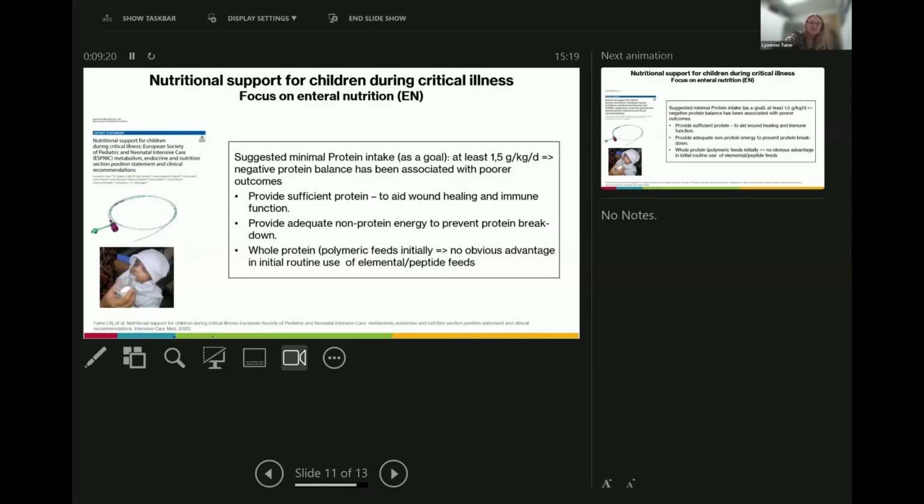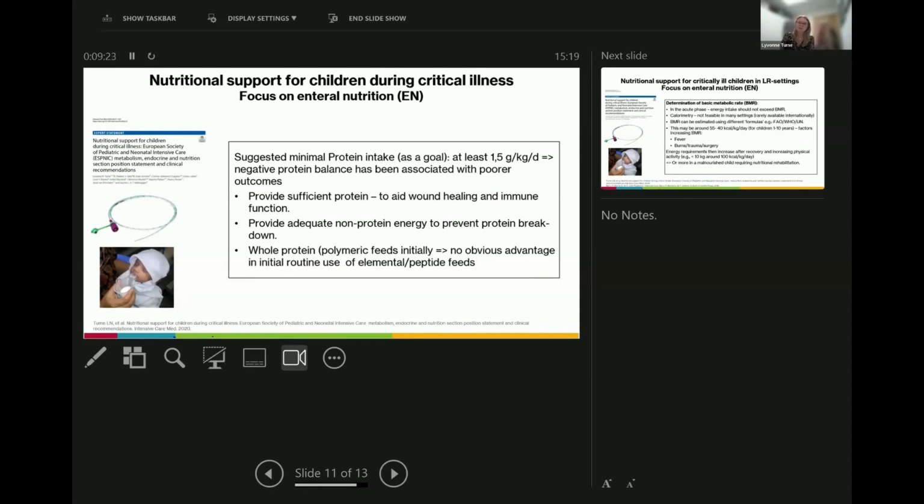In terms of protein intake, the goal should be around 1.5 grams per kilo per day. And if you have poor protein intake, you've got worse outcomes, as you do with energy, because you need protein and energy to aid wound healing and immune function. But there isn't any particular benefit of elemental or peptide feeds over standard feeds. And we use just standard polymeric feeds here, which I guess is what feeds you use. But there may be some situations, but there is no evidence for that.